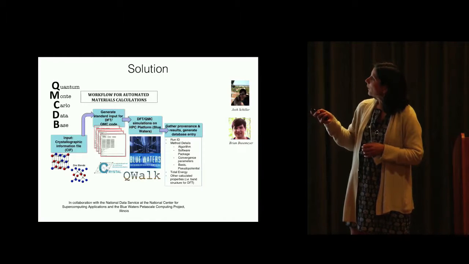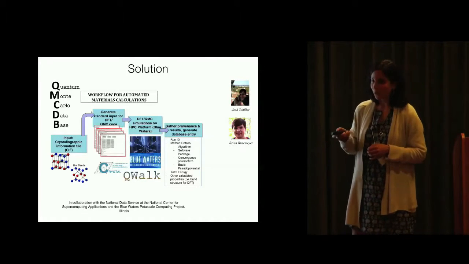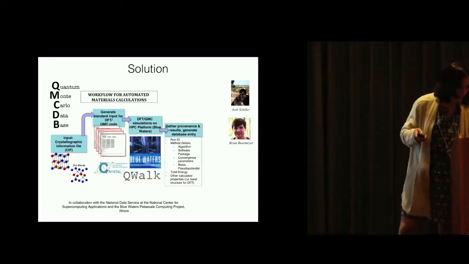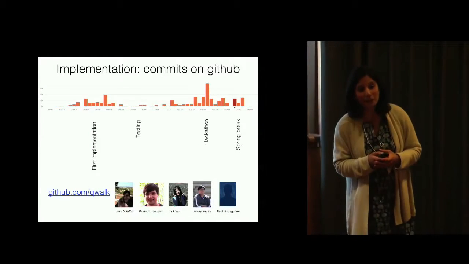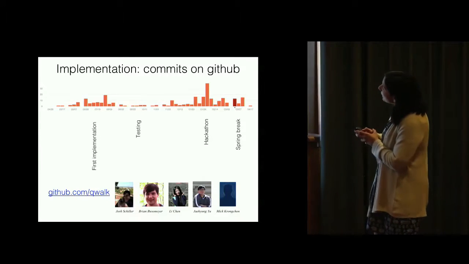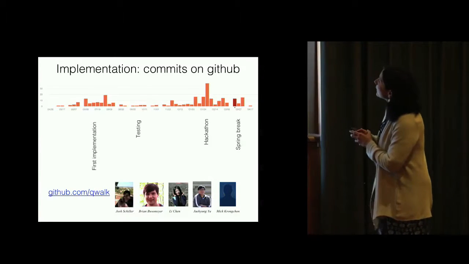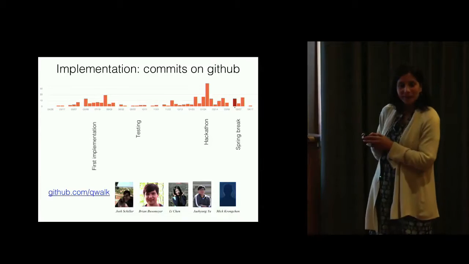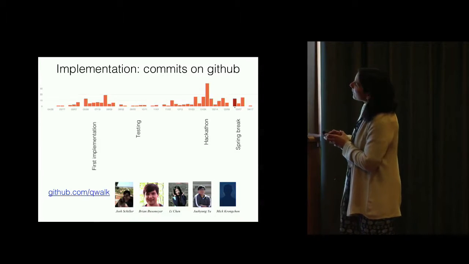Okay, and so my student Josh and Lucas's student Brian have been pretty instrumental in putting together this automated approach. And I'll tell you about some of the things that it's already enabled us to do. First, this is just for fun. This is us developing the automated framework, looking over time, from about last April to this April, at the commits on GitHub. And so the first implementation was over last summer. There were a lot fewer commits during the testing phase.